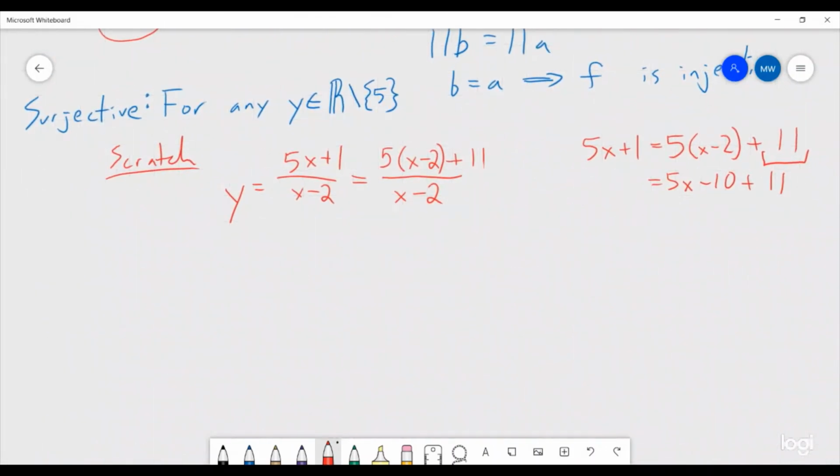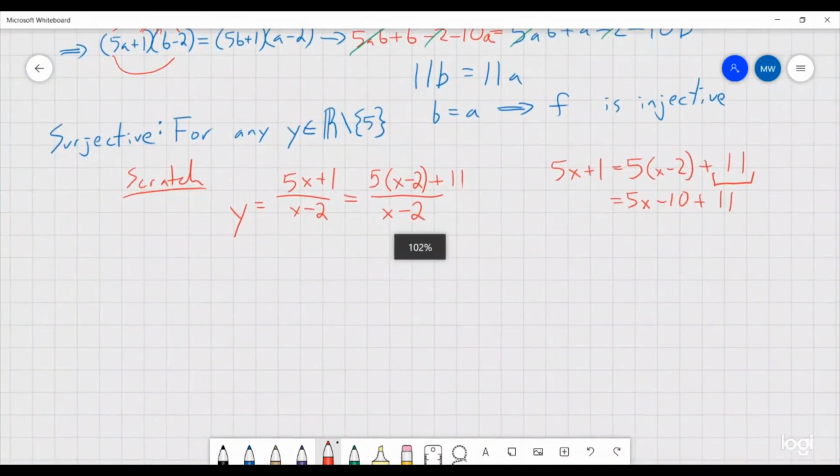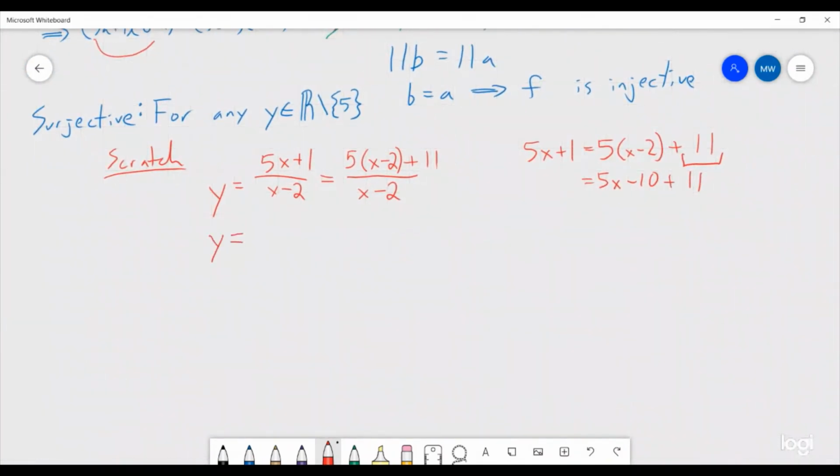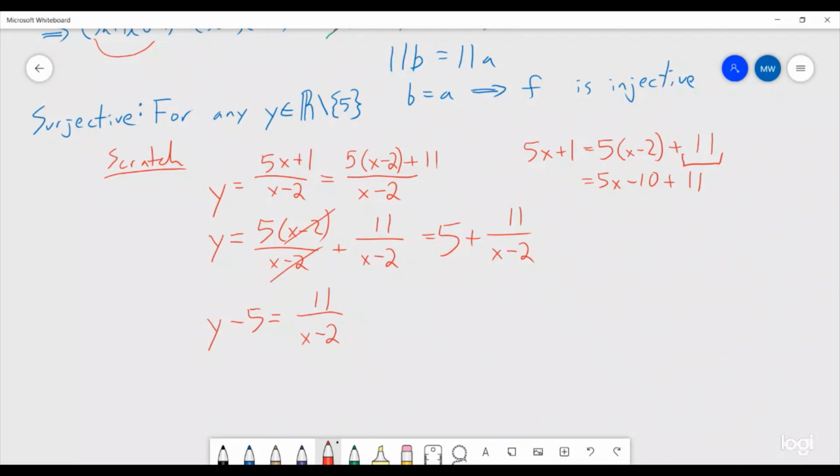And so then from here, that means that y is equal to 5 times x minus 2 over x minus 2 plus 11 over x minus 2. So that's just equal to 5 plus 11 over x minus 2. Subtracting 5 from both sides gives us y minus 5 is equal to 11 over x minus 2. Then we can multiply both sides by x minus 2 and divide by y minus 5. So we get x minus 2 is equal to 11 over y minus 5. So x is equal to 11 over y minus 5 plus 2.